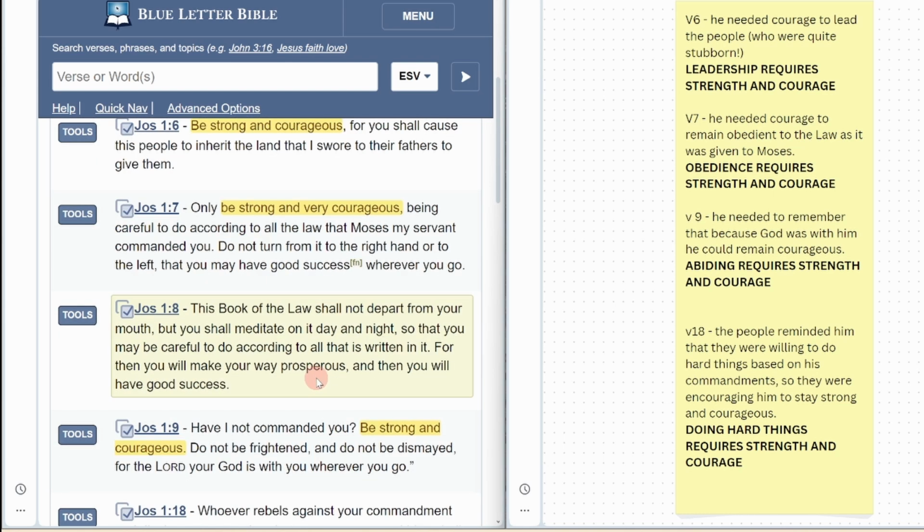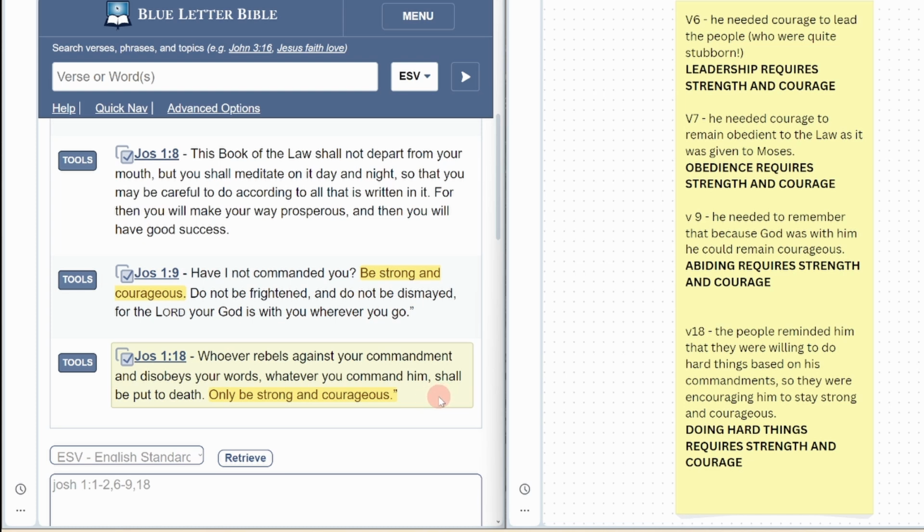Let's come down to verse 9. Have I not commanded you? Be strong and courageous. Do not be frightened and do not be dismayed, for the Lord your God is with you wherever you go. He needed to remember that because God was with him, he could remain courageous. Abiding requires strength and courage.